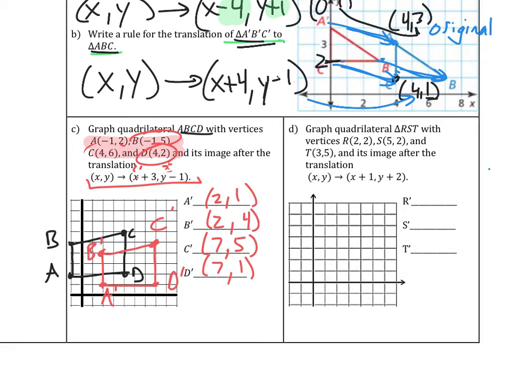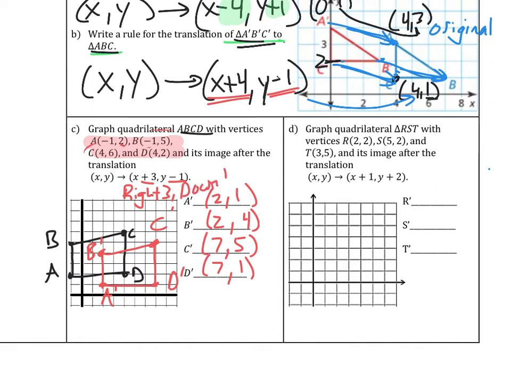Now, notice this. Remember we said that these numbers just tell us the direction. The x number is going to tell us left or right, and the y number is going to tell us up or down. So what are these numbers telling us here? Let's look, because this can help us in the next ones. This plus 3 is going to go right 3. And this minus 1 is going to go down 1.